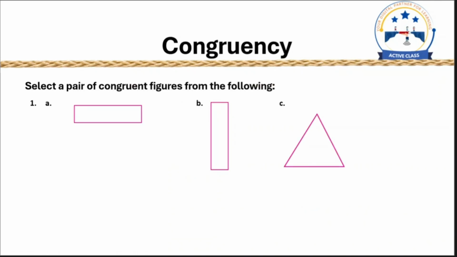Let's test your understanding. Look at these three shapes. Two of them are congruent. Can you spot which two are congruent? Great. Figure A and figure B are congruent because they have the same shape and size, while the third one is different. Well done.